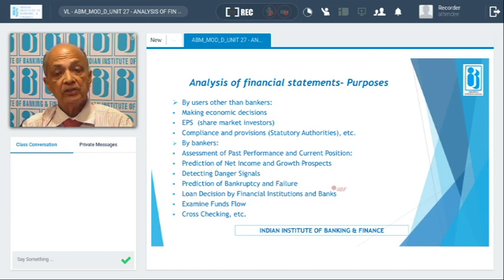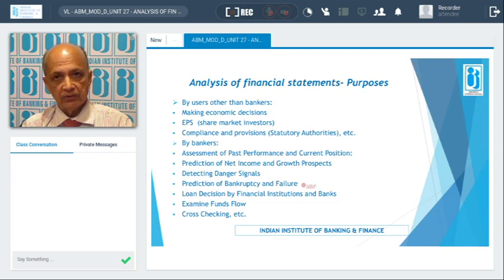Then, detection of danger signals. These financial statements will show the direction in which the business is going, because we have discussed the frauds and other things. The financial statement itself will show whether the industry is doing well, whether the unit is doing well, whether any overtrading is taking place, whether any diversion is taking place, whether any siphoning is taking place. From these financial statements, the lender, the banker, can come to know if there is a danger signal, even in existing units.